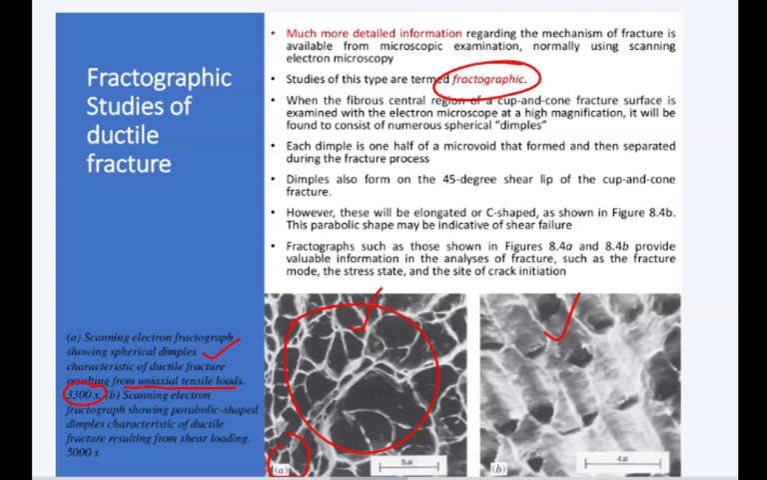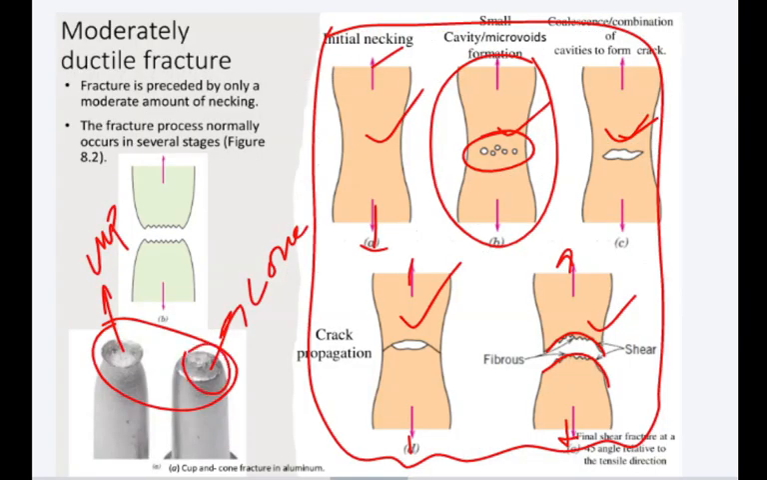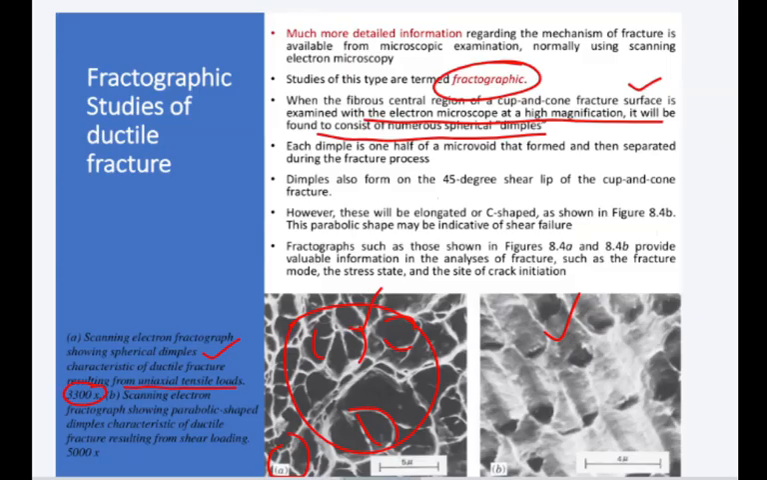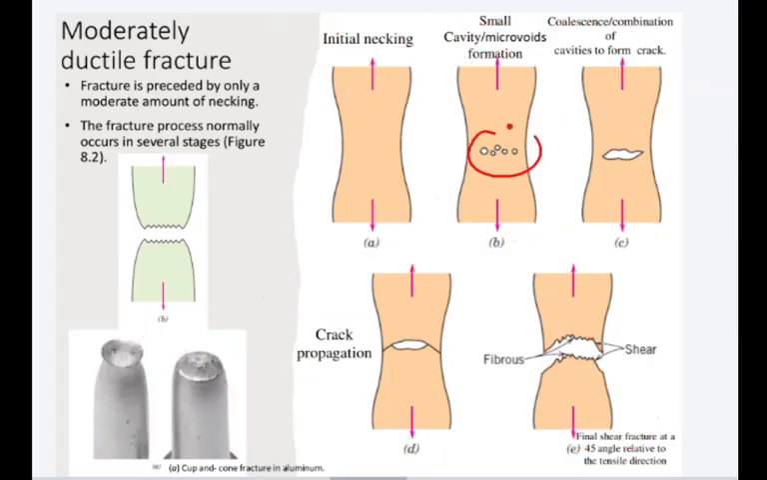So when the fibrous central region of a cup and cone fracture surface is examined with the electron microscope at high magnification, it is found to consist of numerous spherical dimples. You see, we have different types of dimples. If you study the cup and cone surface under the microscope, it will give you a lot of dimples, and you will see with your eyes under the microscope that the dimples are formed. Now what are these dimples? Actually, these dimples are the microvoids, the small cavities. You see here, look here, we have the cavities.